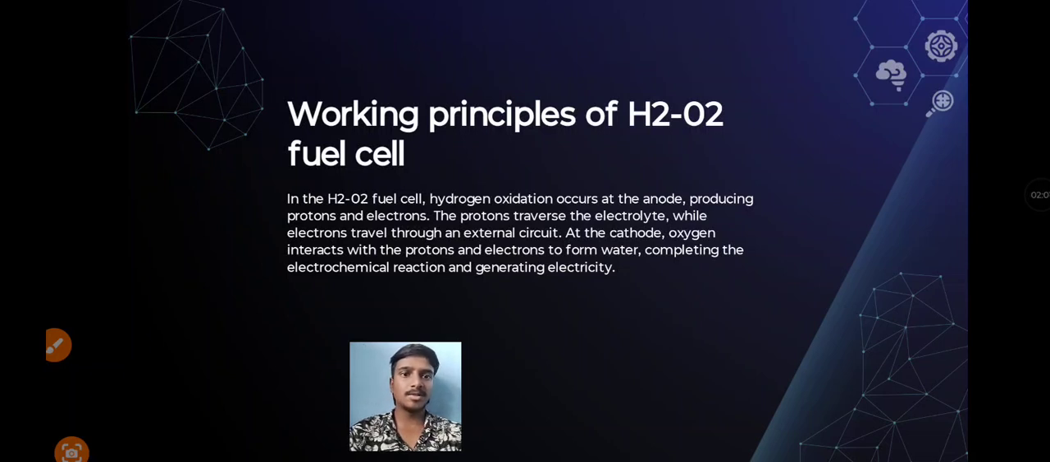Working principles of H2O2 fuel cells. In the H2O2 fuel cell, hydrogen oxidation occurs at the anode, producing protons and electrons. The protons travel through the electrolyte, while electrons travel through an external circuit, and at the cathode, oxygen interacts with the protons and electrons to form water, completing the electrochemical reaction and generating electricity.